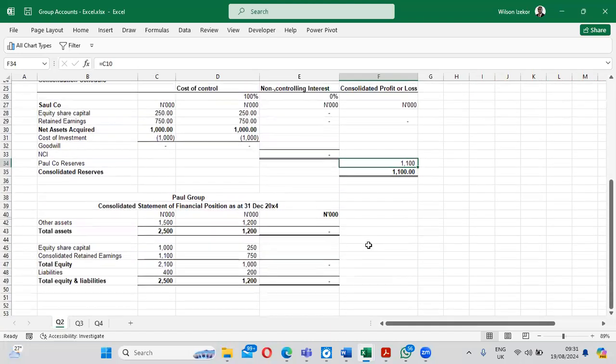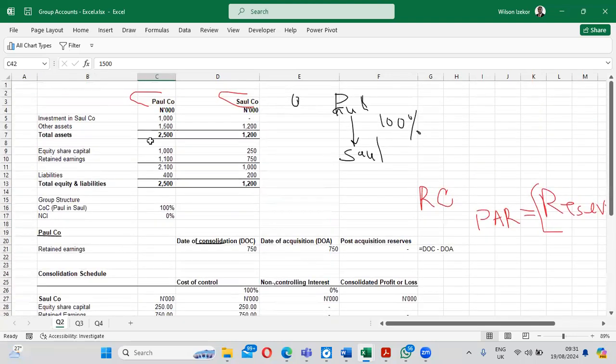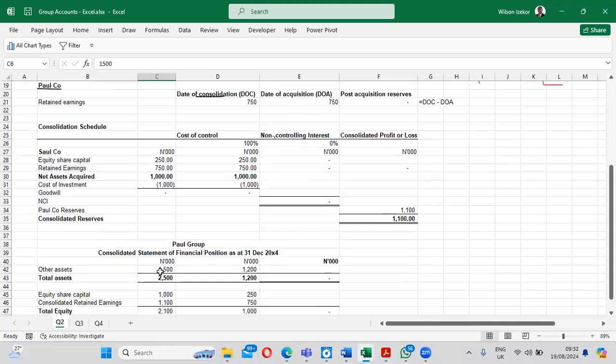Right? So after that, the next thing you then need to do is to prepare your consolidated statement of financial position as at 31st December 2004. All right? So that's pretty straightforward. We just add it line by line. Of course, you have your other assets. So that is 1.5 plus 1.2, which gives you your 2.7.